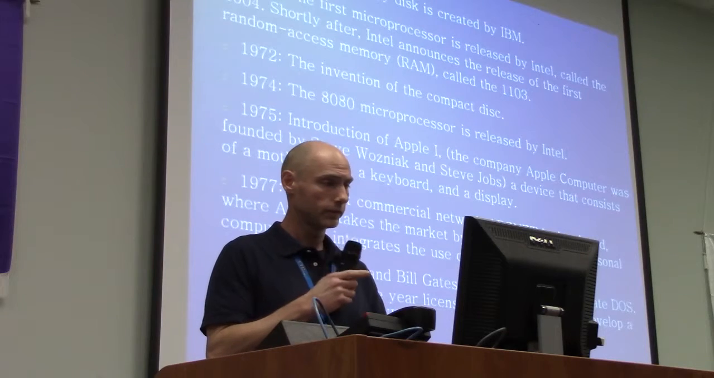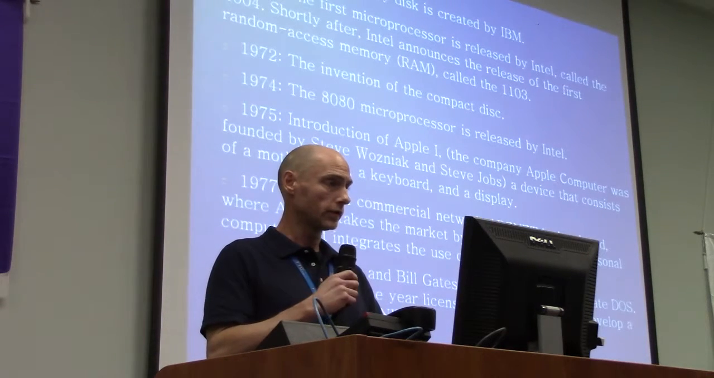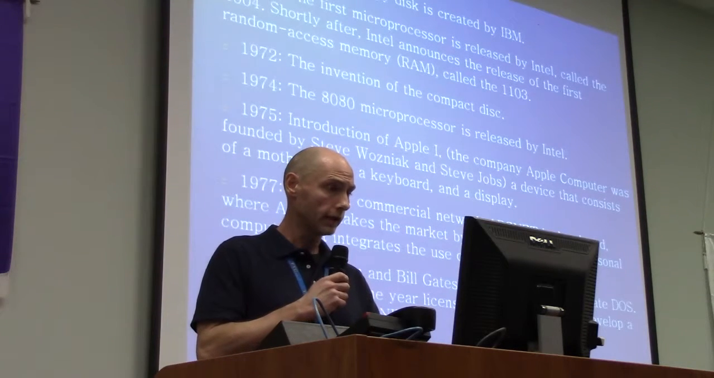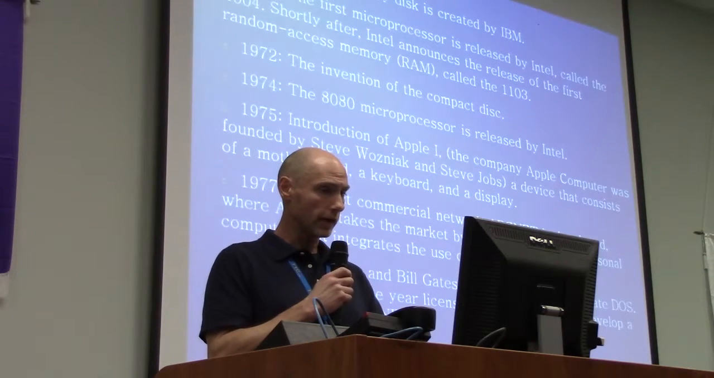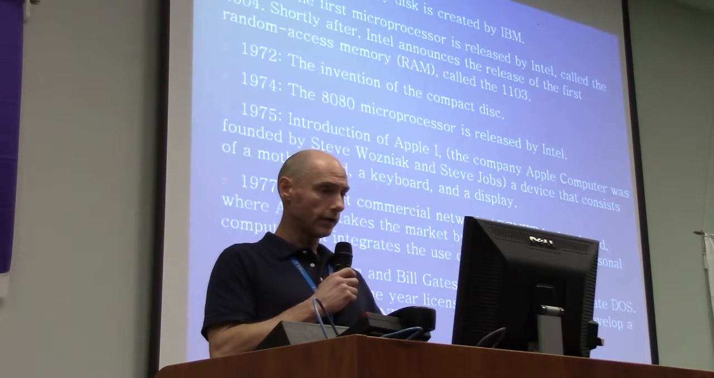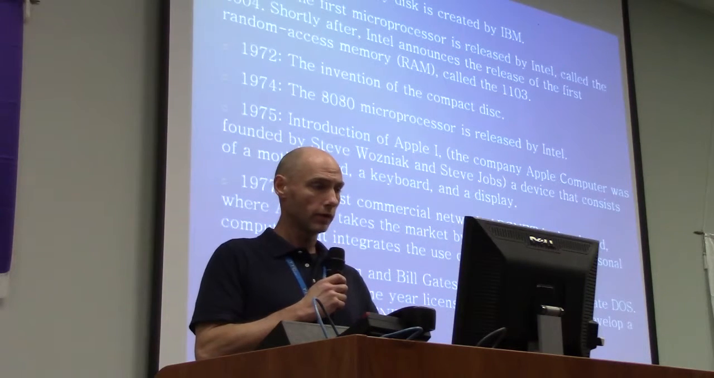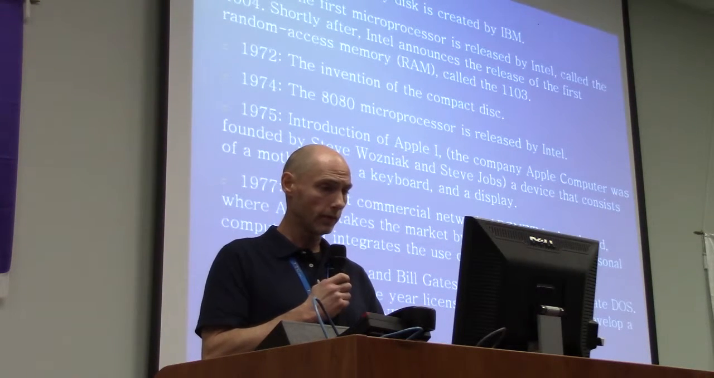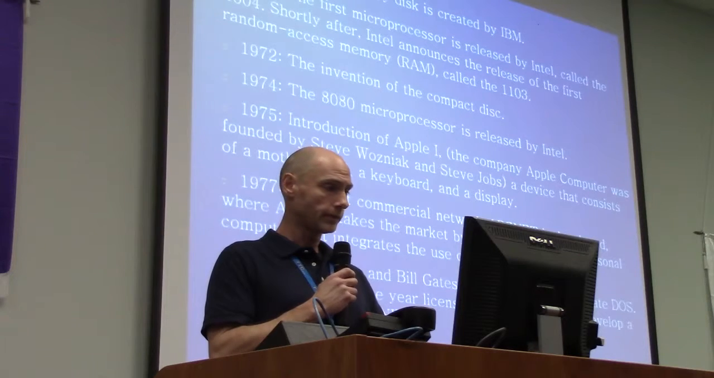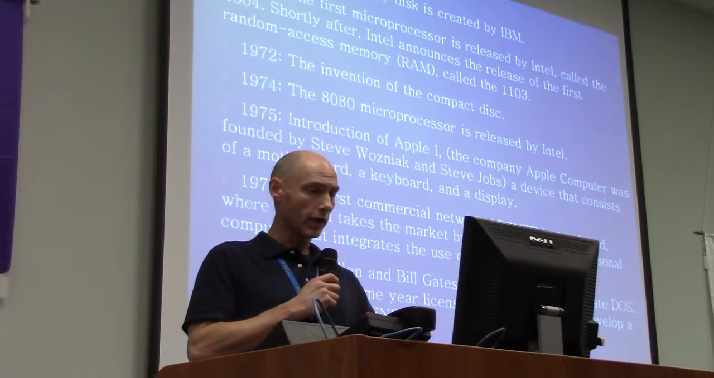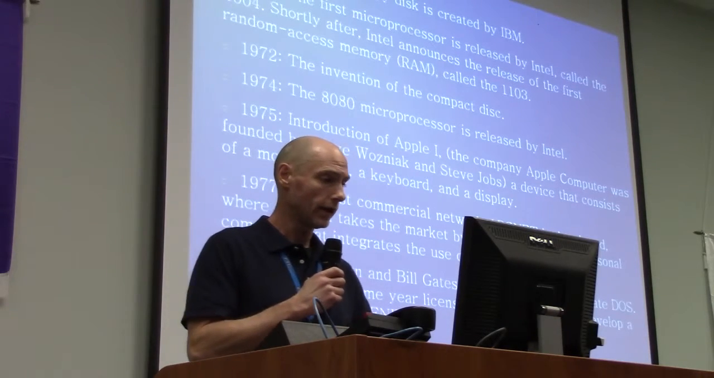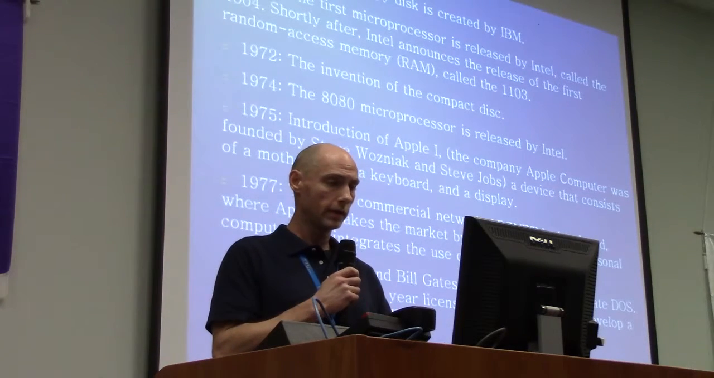So here's a chronological order of some of the technologies that have come about in the last few years. In 1967, the first floppy disk was created by IBM. In 1970, the first microprocessor was released by Intel called the 4004. Shortly after, Intel announces the release of the first random access memory, RAM, called the 1103. In 1972, the invention of the compact disk. And then in 1974, the 8080 microprocessor was released by Intel.